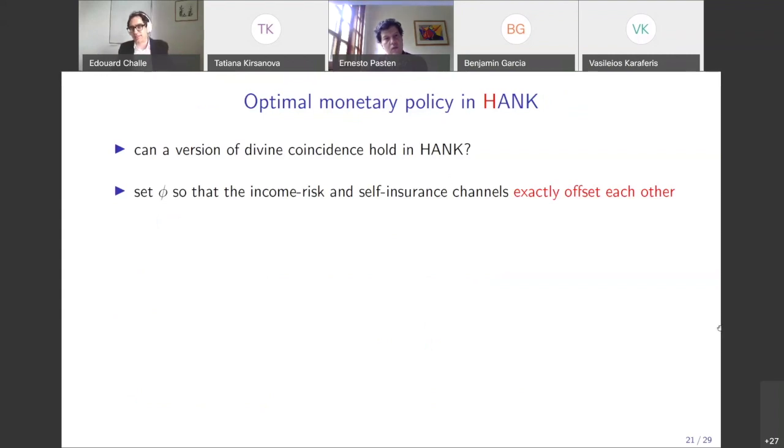And the answer is yes. There is one set of parameter values where divine coincidence holds, because the effect of monetary policy on idiosyncratic risk on the one hand and on self-insurance on the other hand exactly offset each other. This occurs when risk is mildly procyclical. So suppose idiosyncratic risk is mildly procyclical, so there is slightly more risk in a boom and slightly less risk in a recession, and the effects on self-insurance are the ones that I've described below.